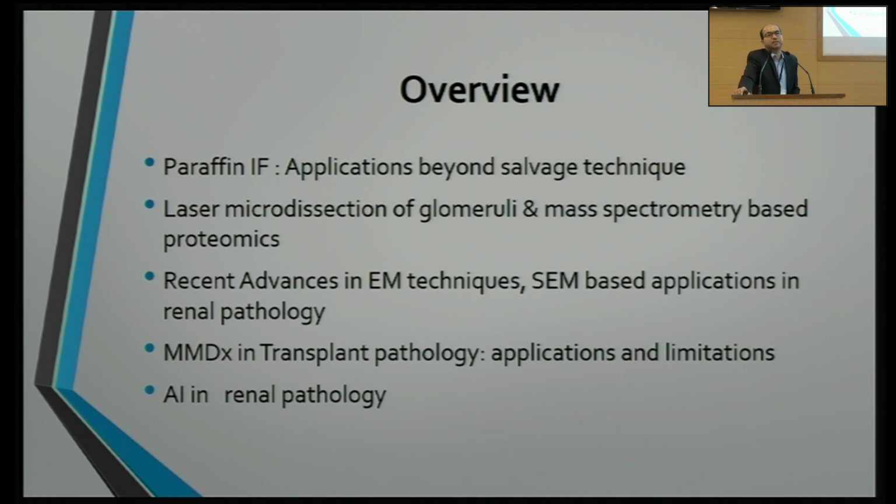So we're starting with paraffin immunofluorescence, how it has been used beyond a salvage technique in nephropathology in the last decade. Laser microdissection (LMD) has been used extensively in the last decade, especially in diagnosis of amyloid as well as membranous, and detection of various newer antigens for membranous nephropathy. We'll move on then to advances in electron microscopy, and then to the gene expression based assays which have been used in transplant pathology like MMDx, and finally we'll end with the status of artificial intelligence in nephropathology.